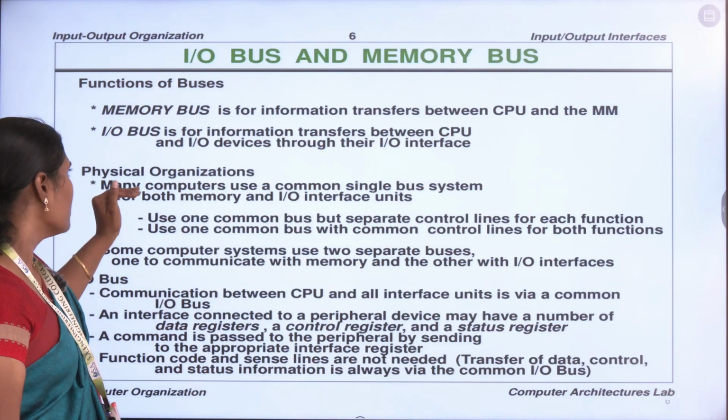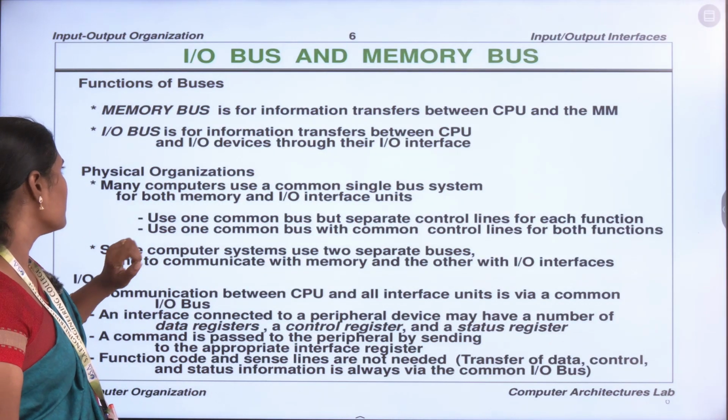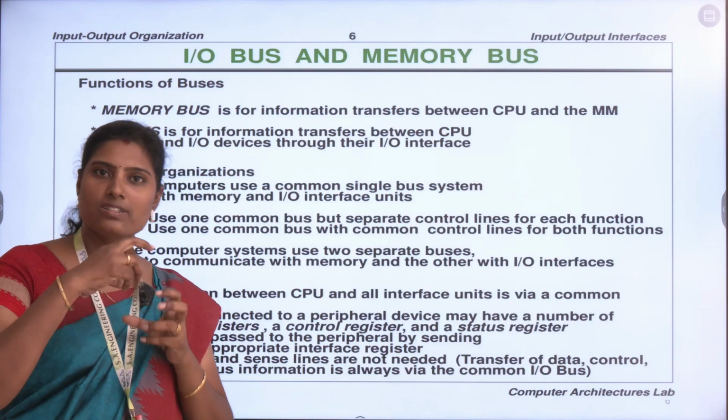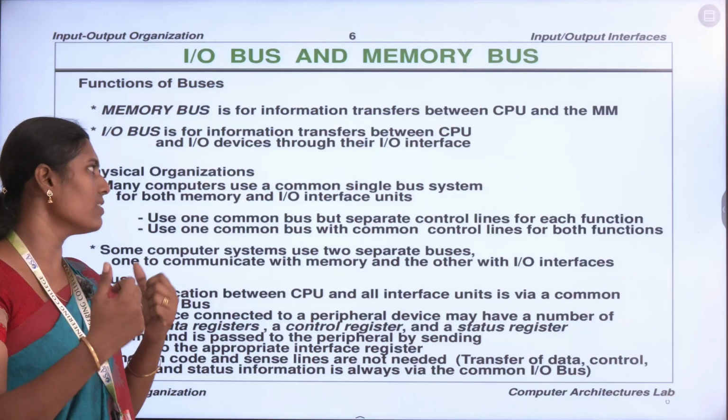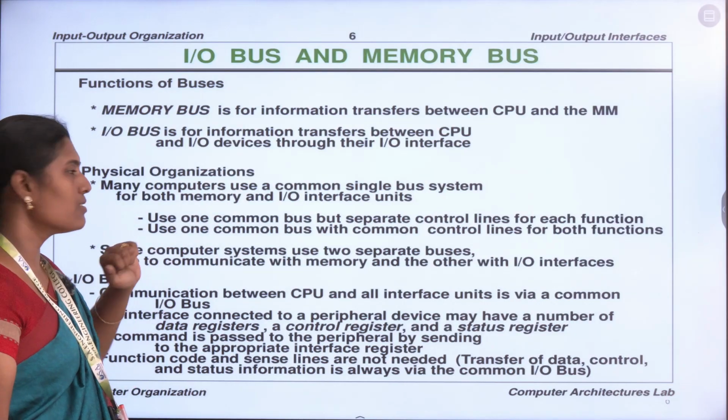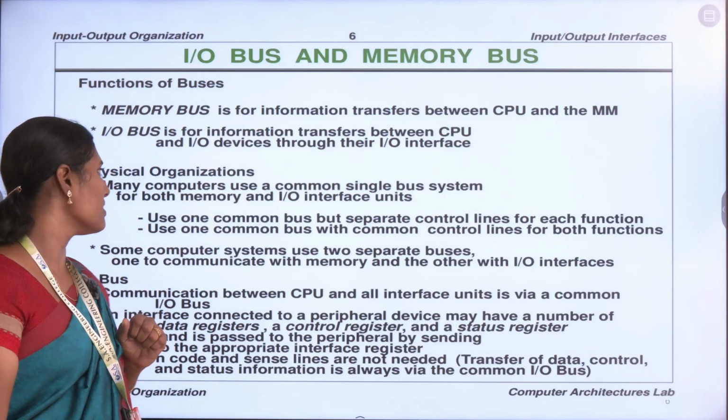Next comes the physical organization of the system. In many computers, we have a common single bus system, whereas some systems use a separate line for the interfaces. So we have two types of input-output interface units in the system here.